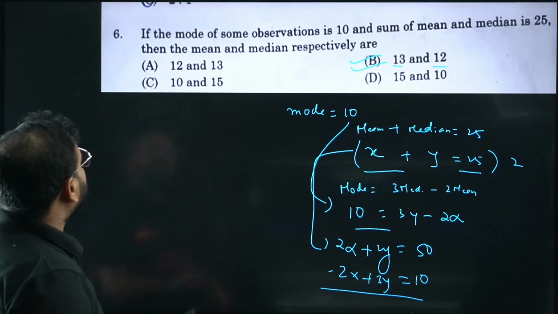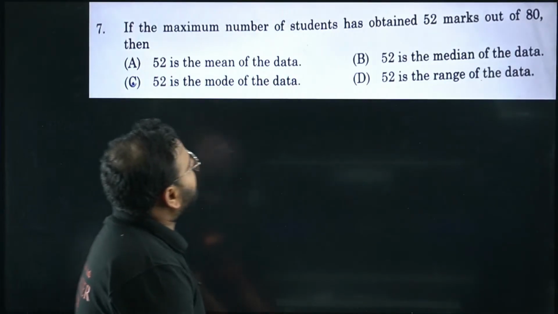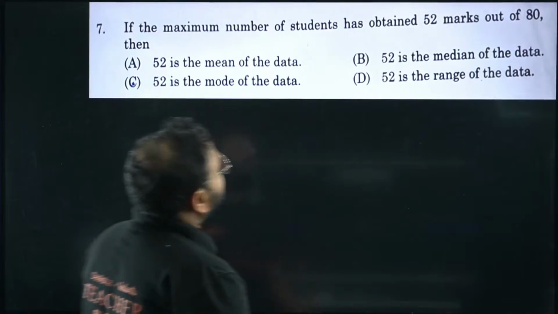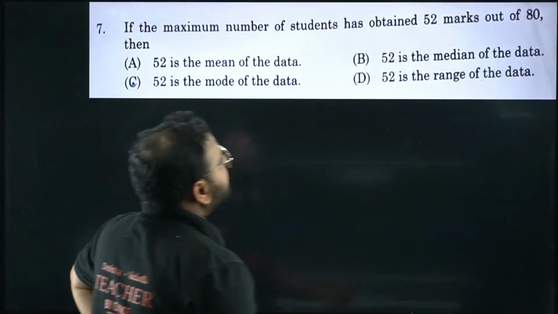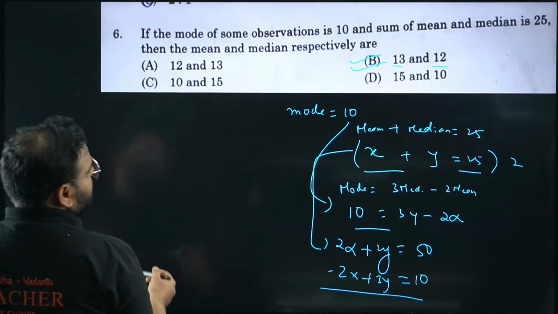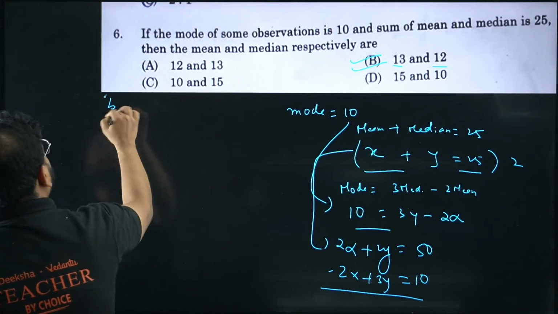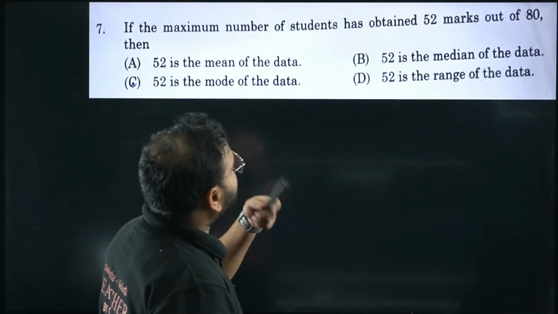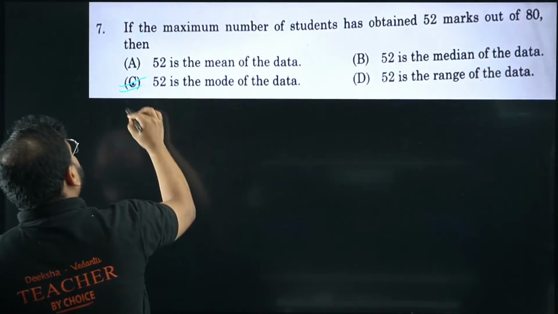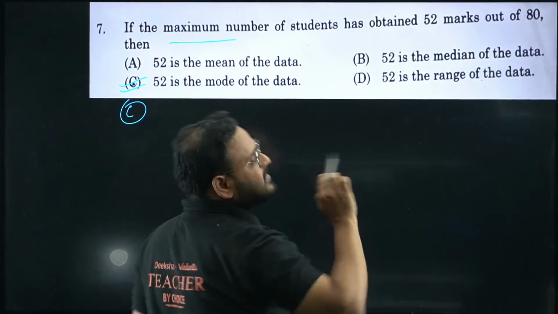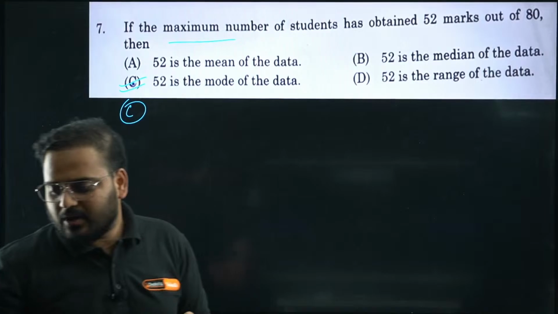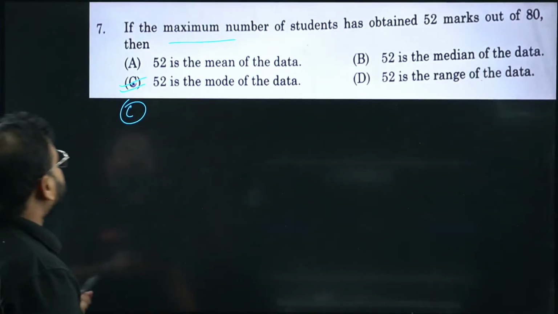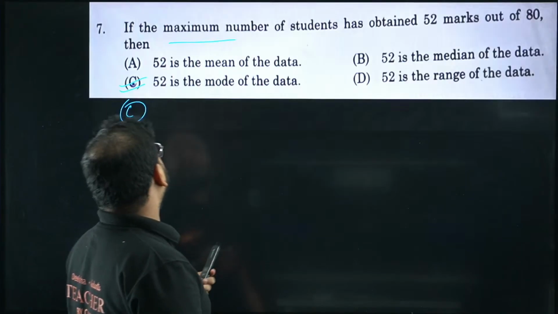So 6 is done. 6 is B. Now 7th: the maximum number of students has obtained 52 marks out of 80. Then this is the value of the mode, right? They're saying maximum number means highest frequency, hence it is going to be the mode. So option C. Question number 7 is C.